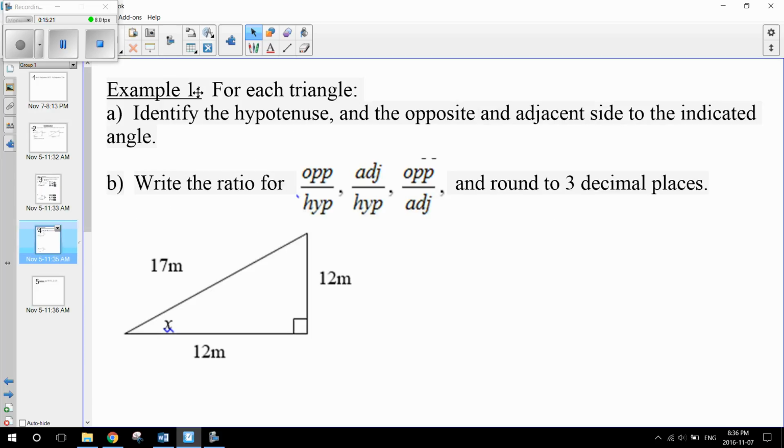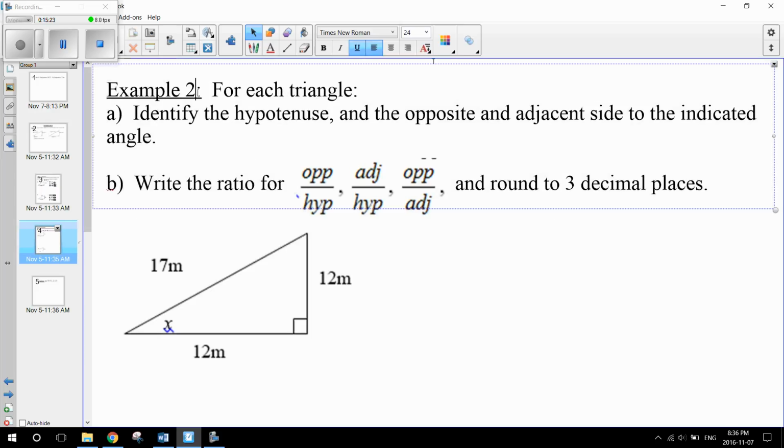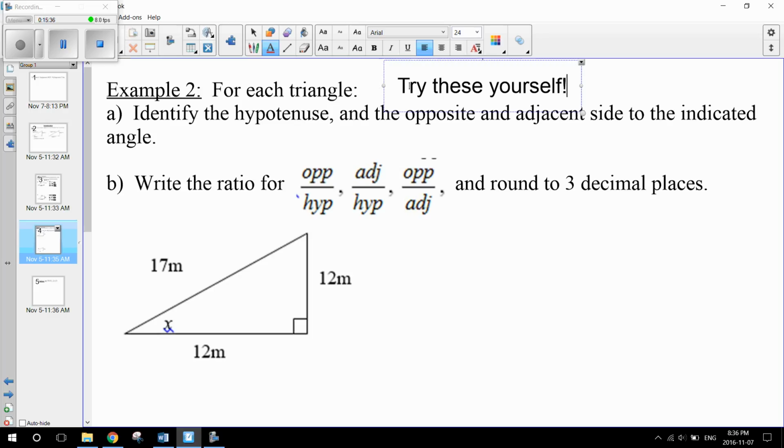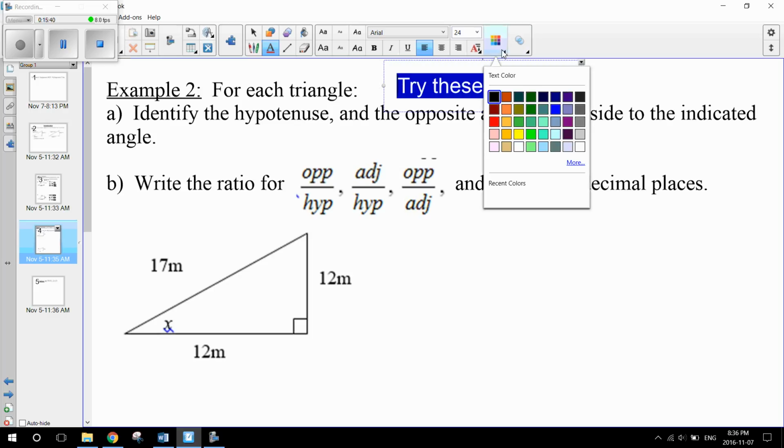Our last example here is example number 2. It's doing the exact same things, but now there's two different triangles. So what I want you to do is try these yourself. Try the next two yourself. There's two triangles there. See if you can do it by yourself.